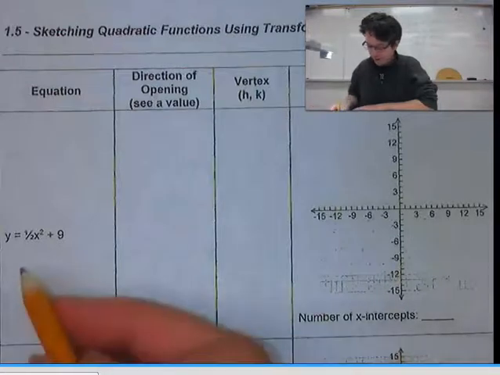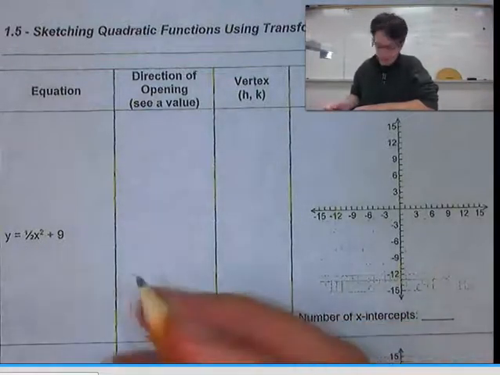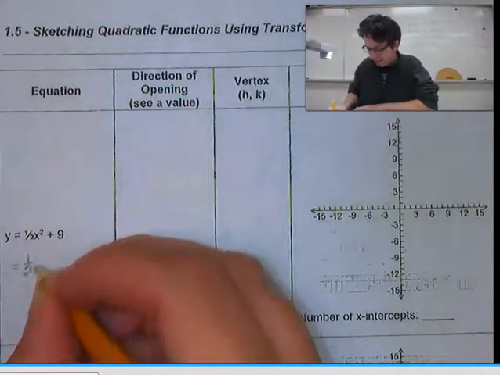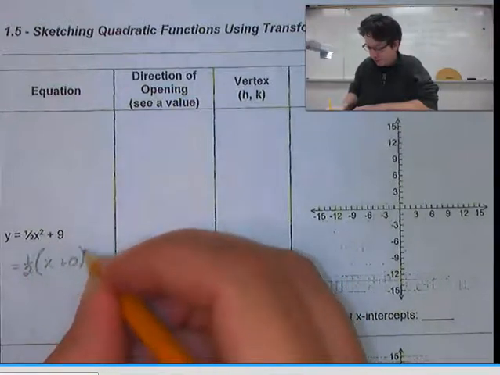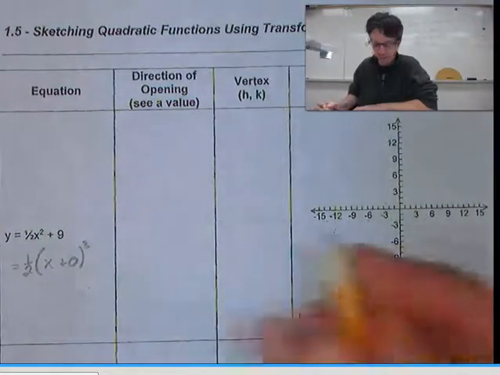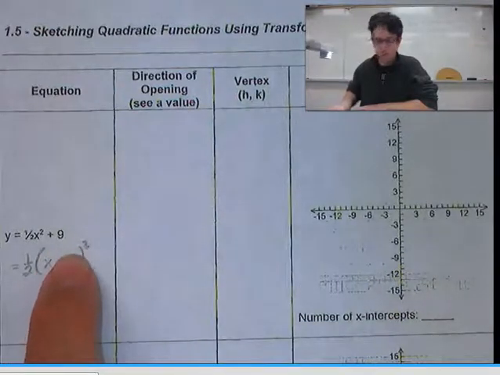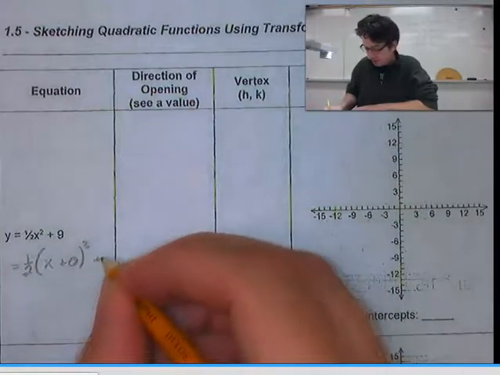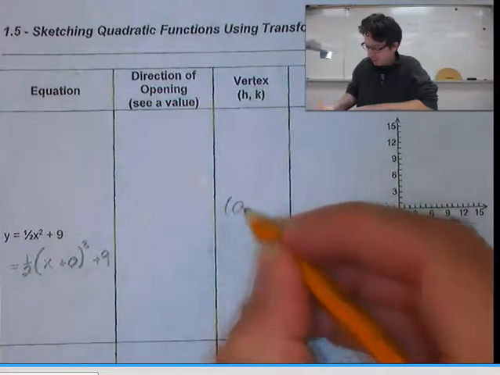All right, so in this example, you might be saying, where's the h? Like, what do I do? But what we can do is rewrite it as a half, and x squared is just the same as x plus 0 squared. It's no difference. And if you were to take away that 0, you just get x squared. But adding 0 doesn't do anything. And then we have plus 9. So that means our vertex is at 0 and 9. So that's where we're going to start.